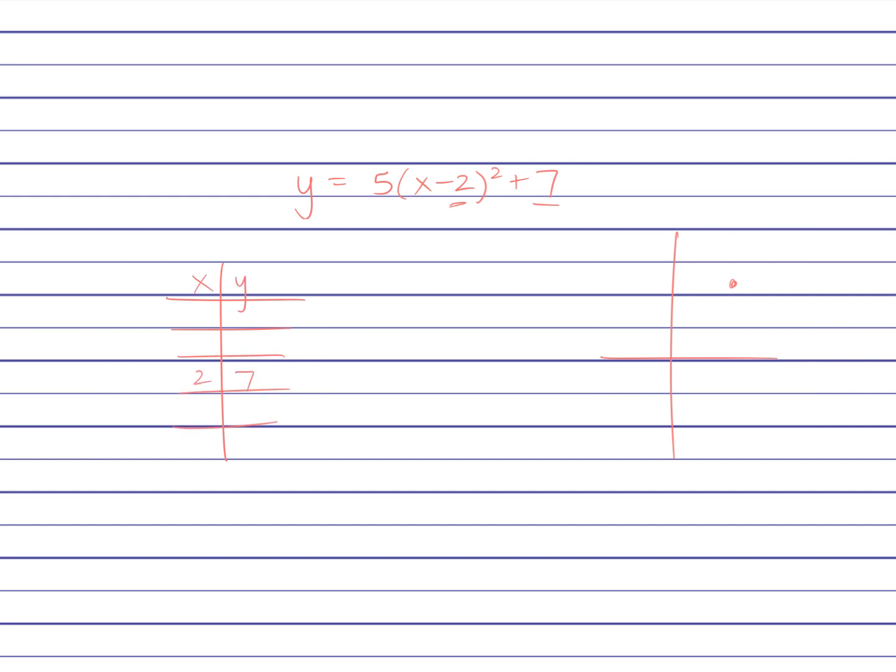So here's 2, comma 7, and then I'm going to start finding some points on either side. I would draw in my line of symmetry, and I'd be like, oh, I should find 3 and 1. Those should be the same, right? I should find 4 and 0. Those should be the same. And hey, that's the y-intercept too, which is nice. And then you'll get your 5 points and graph that parabola.